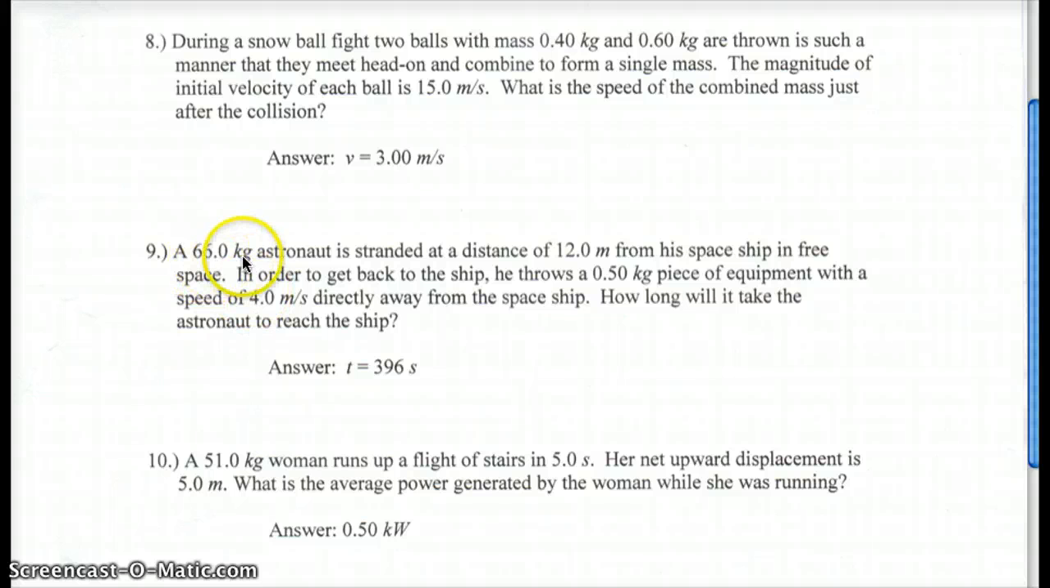Problem number 9: a 66-kilogram astronaut is stranded at a distance of 12 meters from a spaceship in free space. In order to get back to the ship, he throws a 50-kilogram piece of equipment with a speed of 4 meters per second directly away from the spaceship. How long will it take the astronaut to reach the ship?